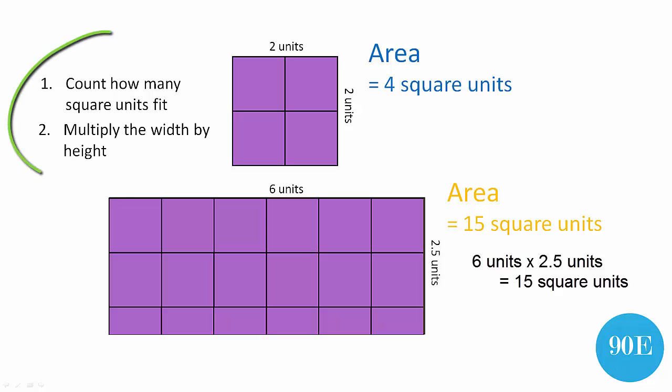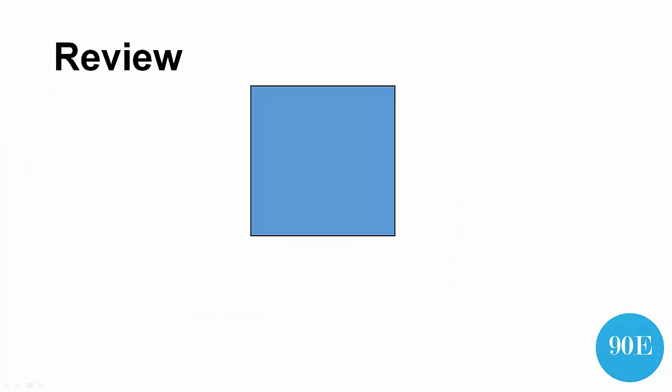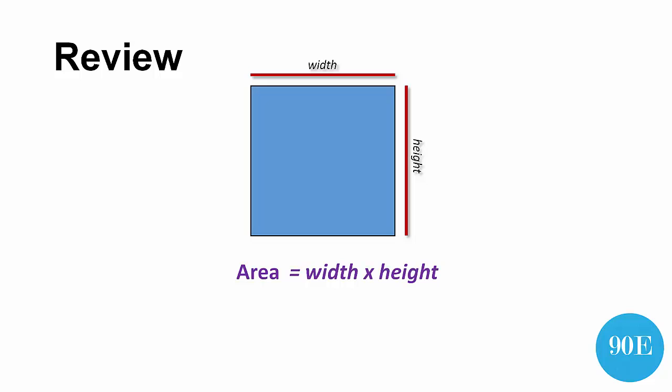So just remember, you've always got two methods that you can choose. Most commonly, people will in everyday life use the second method. That is, if they're looking at a square or a rectangle and they want to know what the area is, they'll measure the width and the height and they'll multiply them by each other. But at the end of the day, you can choose whichever method you're most comfortable with.